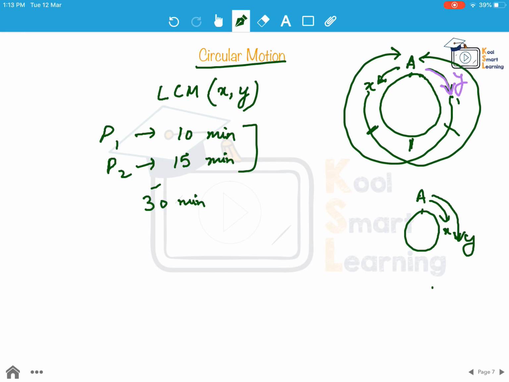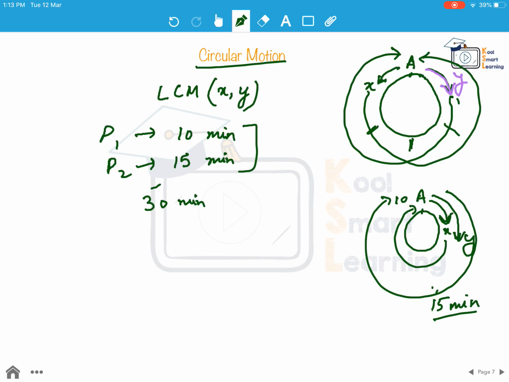This first person who is moving in this direction has completed the round in 10 minutes, and this person is taking 15 minutes to complete it. So when will they meet? They will not meet in the first round. They will meet again at the point A after 30 minutes, when the first person has already completed 3 rounds and the second person has completed 2 rounds. So that is when they'll meet.